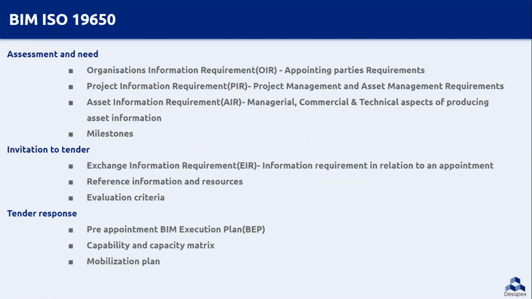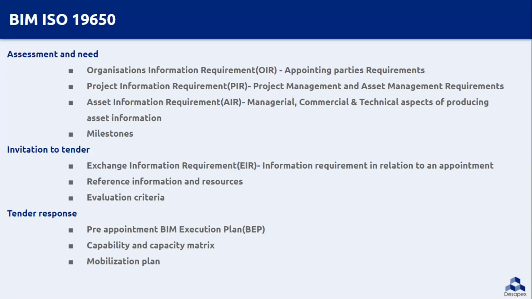So if we see a few of the documents created here, at the start of the project, first we prepare an organizational requirement. Organizational requirement contains appointing parties requirements like organization's objectives, strategic business operation plans, asset management, and policies. The project information requirement document contains project management processes and asset management processes, its purpose while design and construction of asset, and the managerial, commercial, and technical aspects are discussed in the asset information requirement document. We also record project milestones and phases.